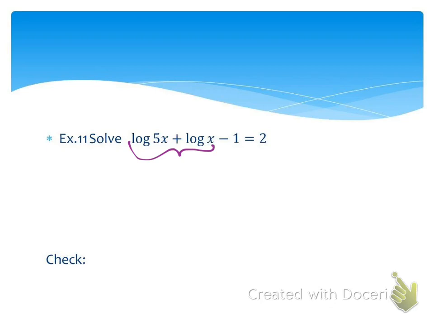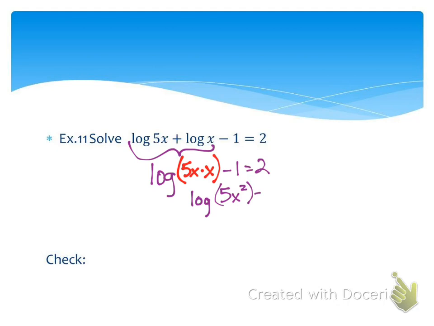Multiply the arguments. So it's not 6x. Technically, it's going to be log of 5x times x. When we're adding a logarithm of the same base, we're going to multiply the arguments when we condense. And then we'll figure out what we are going to do with that minus 1. Instead of looking at this as 5x times x, I'm going to look at it as 5x squared. And then add 1 to the other side.